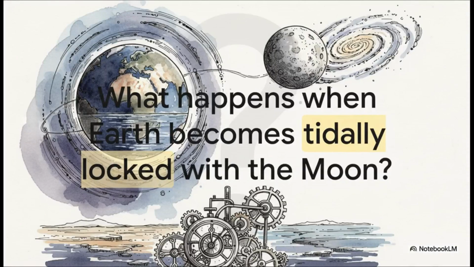This leaves us with a final thought to contemplate. In the distant future, this process will continue until Earth's rotation slows to match the Moon's orbital period. At that point, our planet will be tidally locked, presenting the same face to the Moon at all times. A day and a month will become one and the same, and the rhythm of the tides as we know it will cease.